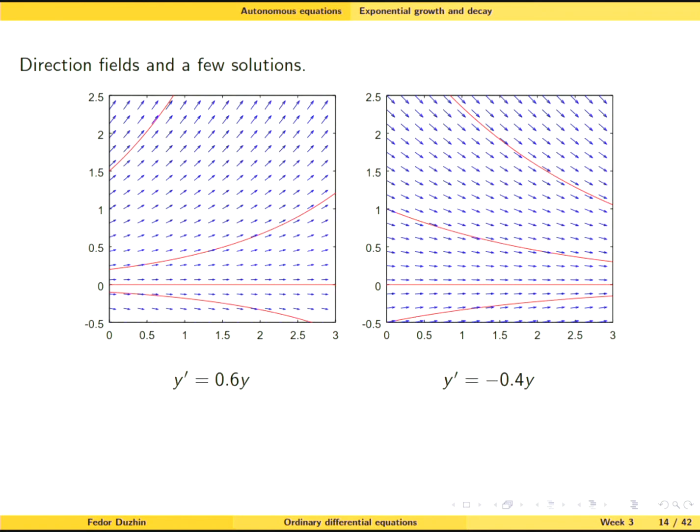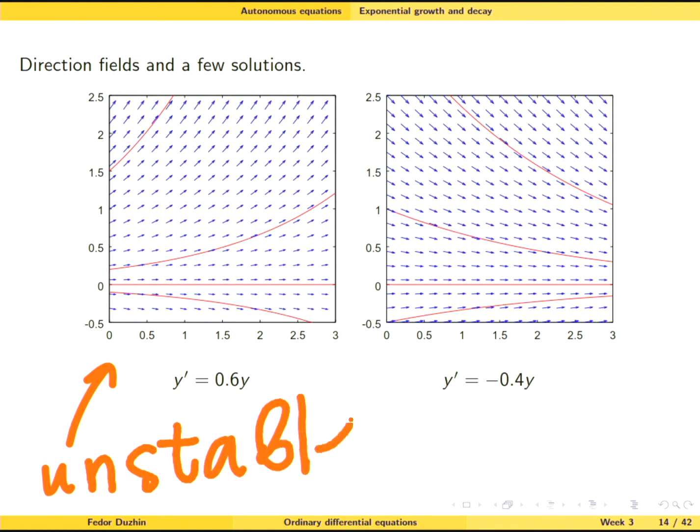So in a few minutes, we will see that this situation is called unstable equilibrium, unstable. Unstable meaning that different solutions drift away from the equilibrium. And in this situation, the equilibrium at 0 is called stable.